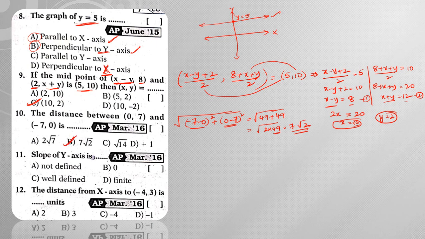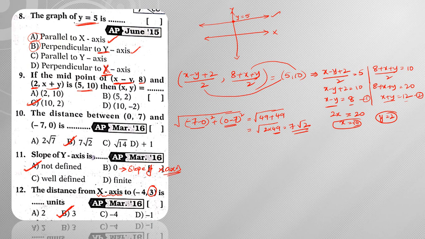Next, slope of y-axis. The slope of y-axis is not defined. Then this 0 is the slope of x-axis. So the slope of x-axis is 0 and the slope of y-axis is not defined. Next, the distance from x-axis to minus 4 comma 3. Distance from x-axis means you need to take the y coordinate. We have already discussed this previously. Hence the answer is 3.